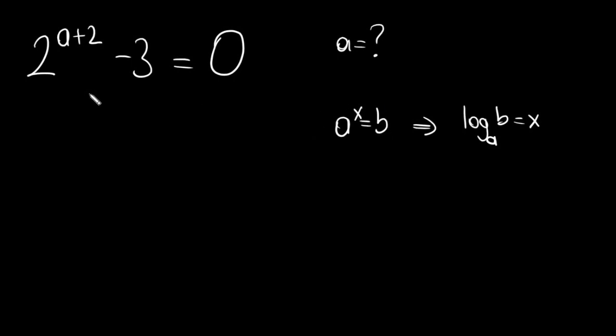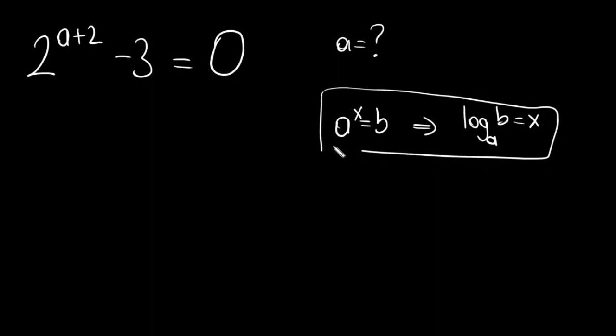So please do not confuse this a with this a. They're not the same a's here. So we are going to find the value of a in this equation, okay? So let me just square this. Here we can move -3 to the right, or we can add 3 to both sides. So 2 to the power of a plus 2 is just going to be 3. This is the first step.